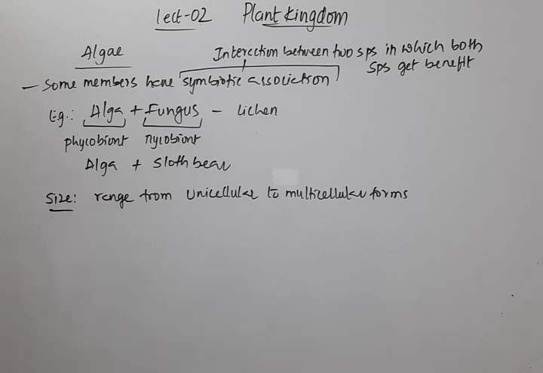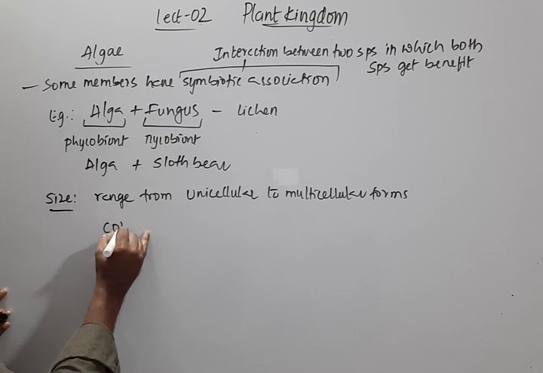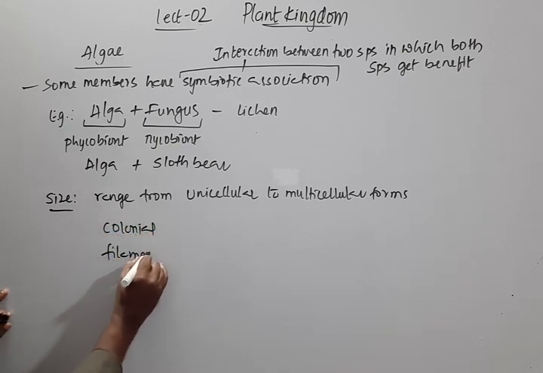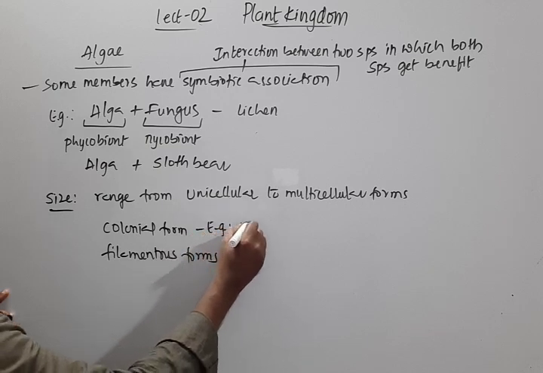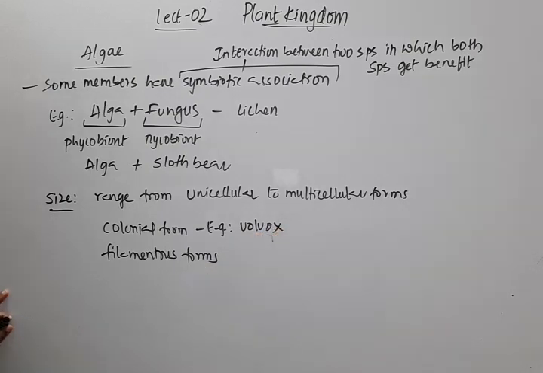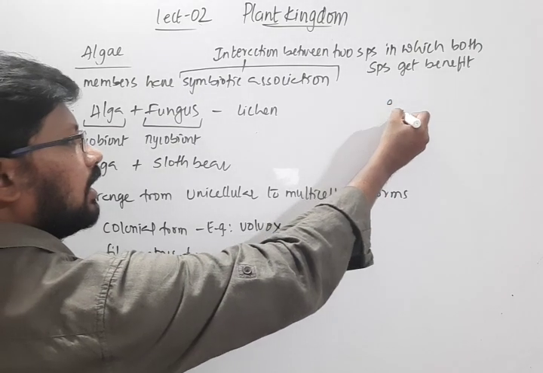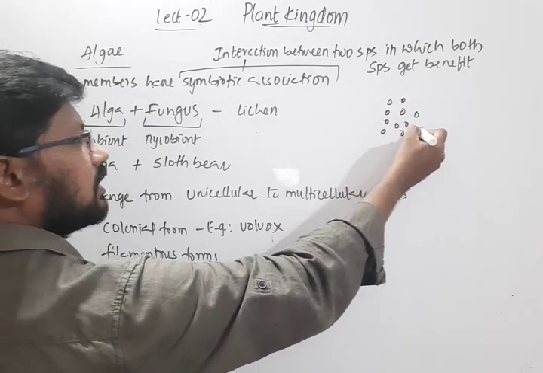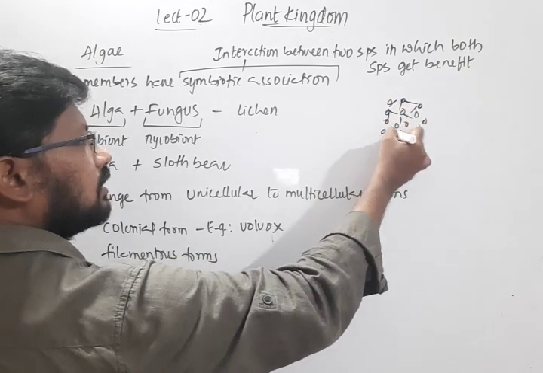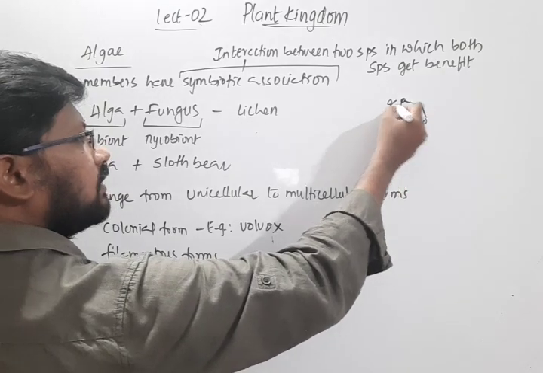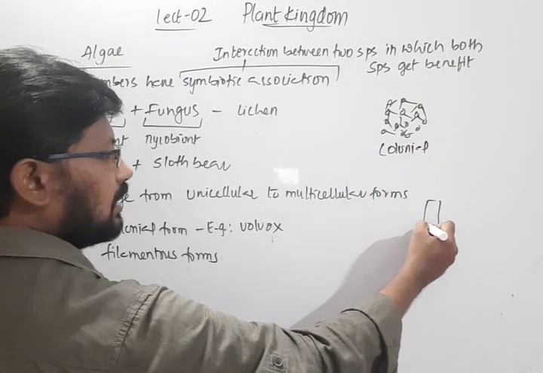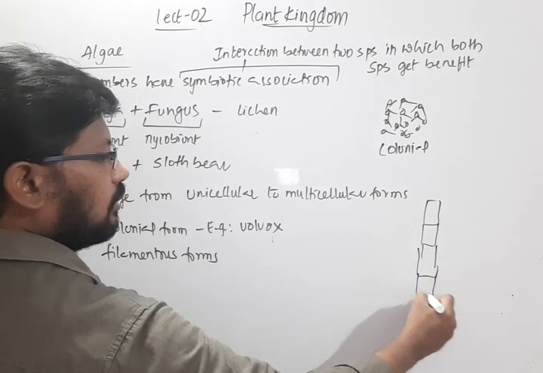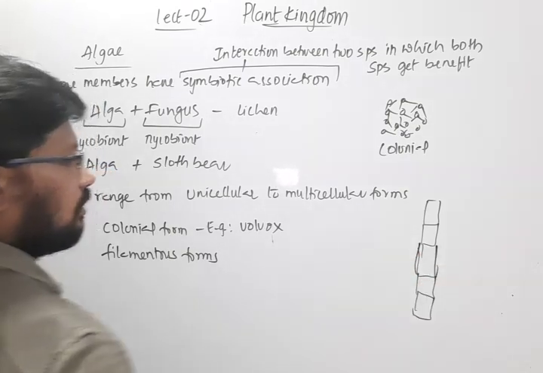The simpler ones will be like colonial or filamentous forms. Here, a colonial form, for example, Volvox, is a colonial form. Cells will be present in a colony, all connected by some cytoplasmic strands, and this is what we say is a colonial form. And if the cells are attached one to one to form a long chain-like structure, this is what we call filamentous forms.